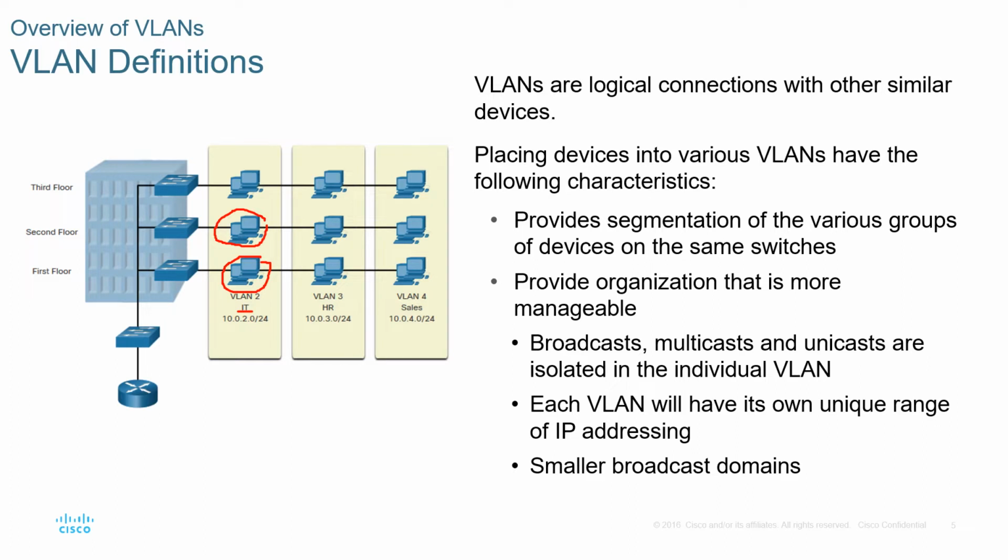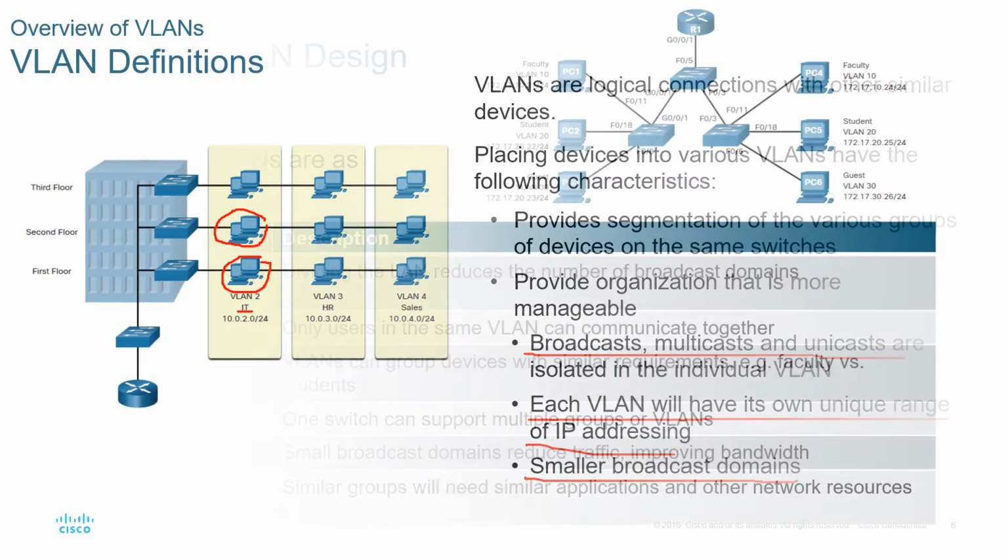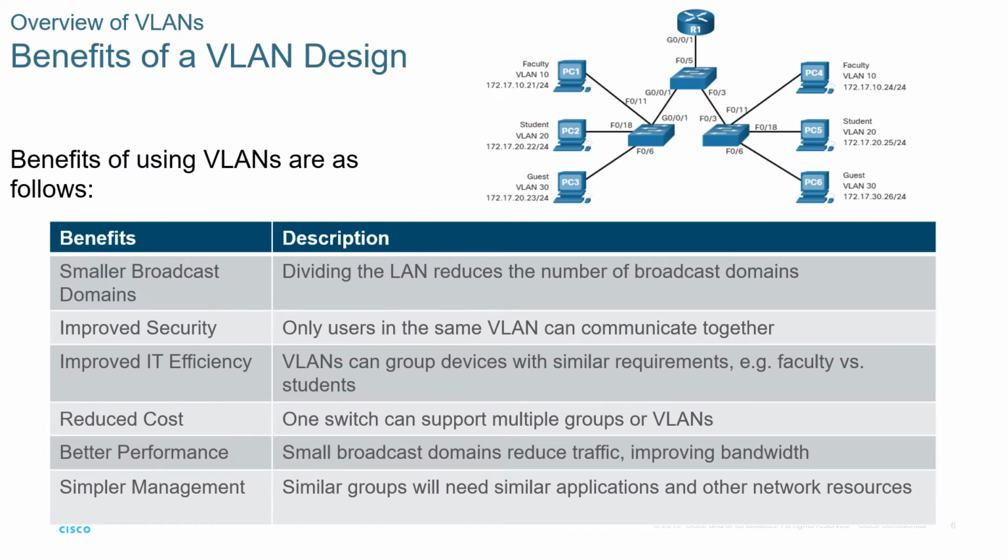In VLANs, broadcast, multicast, and unicast are isolated in the individual VLANs. And each VLAN has its own unique range of IP addressing. So we apply subnetting when we work with VLANs. It creates smaller broadcast domains. Benefits again of VLANs is that it has smaller broadcast domains, which reduces the number of broadcasts.